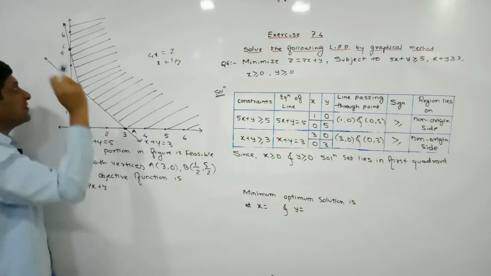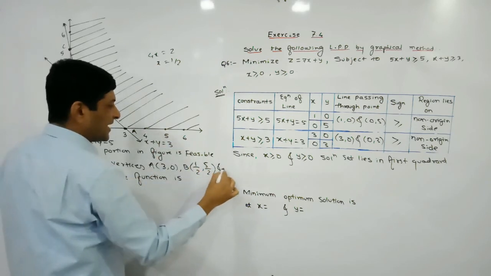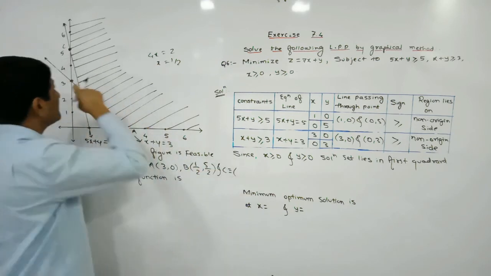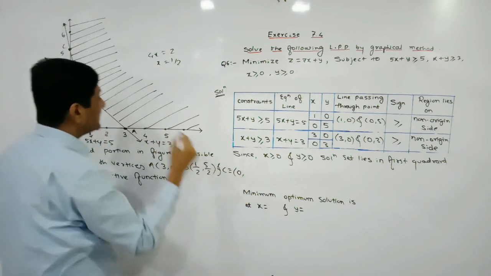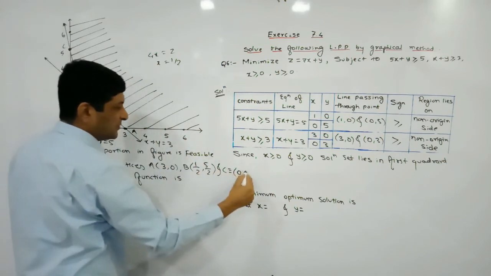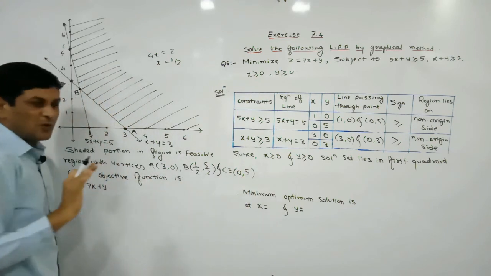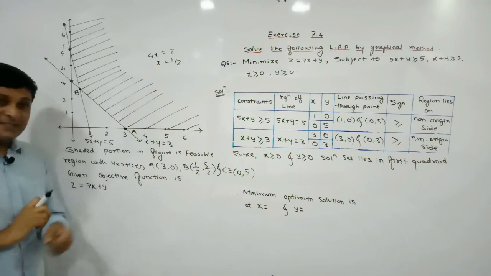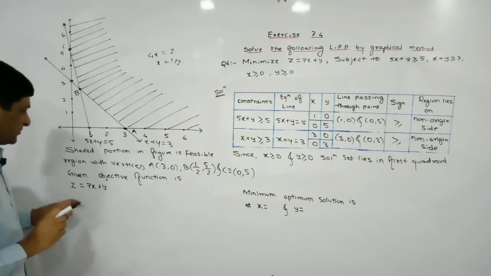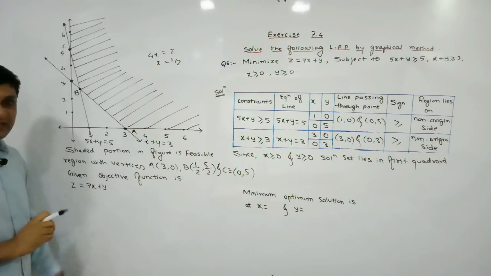Lastly, let us find the coordinates of point C. C is a point on which axis? Y axis. So its x coordinate is 0 and its y coordinate will be equal to 5. Once the coordinates of all the vertices are known to us, consider the objective function. What is the objective function? Z equals 7x plus y.